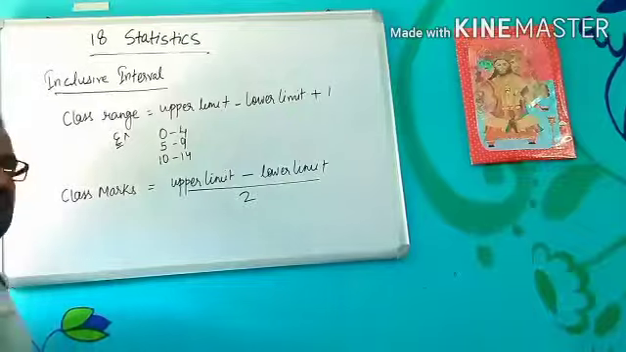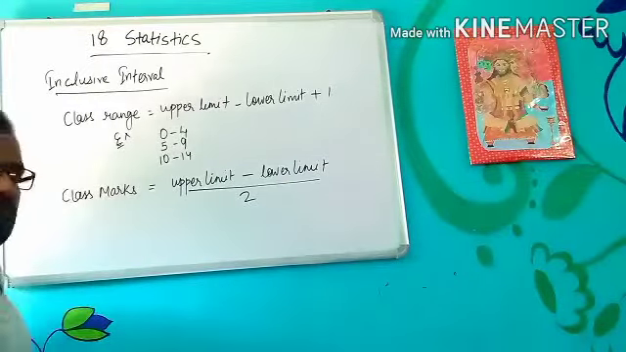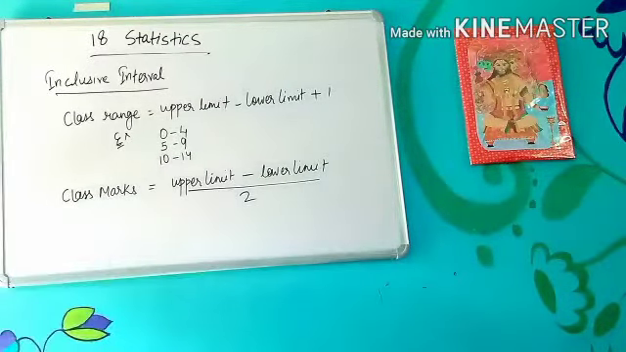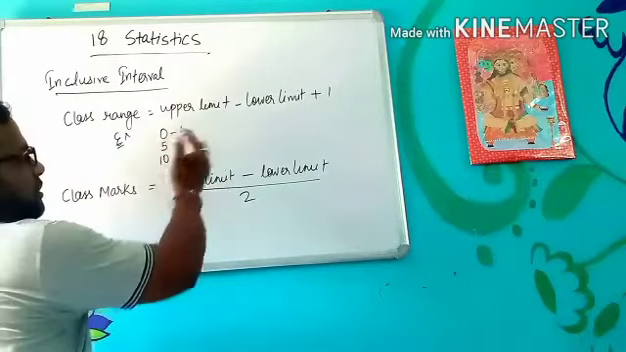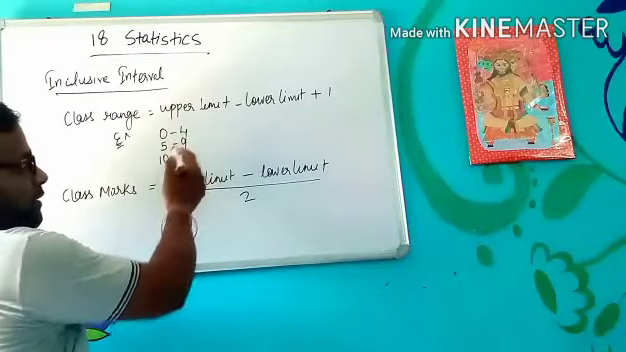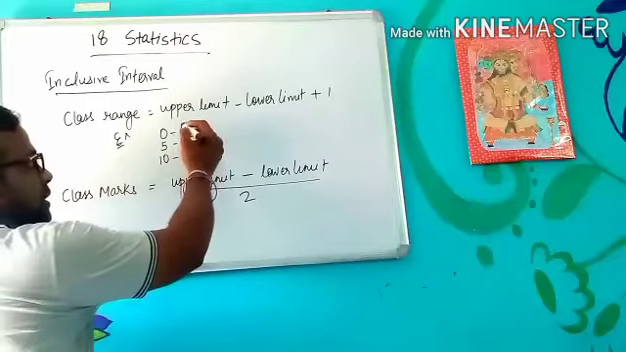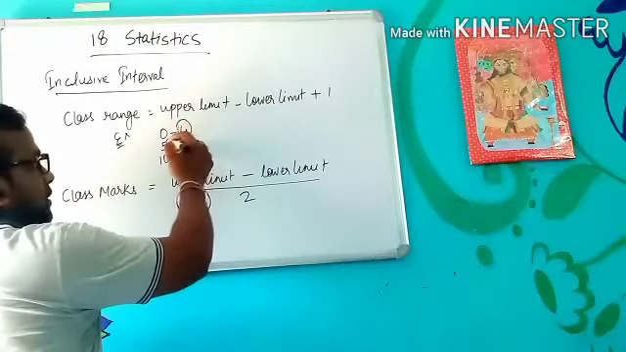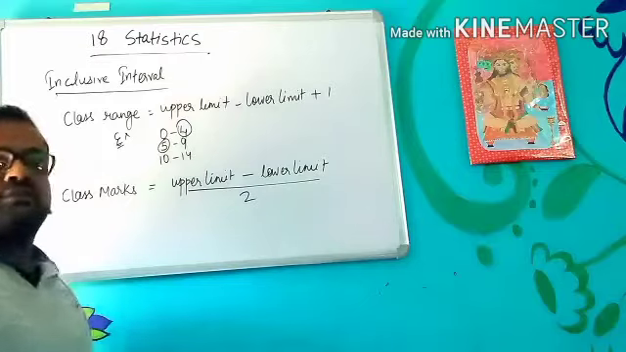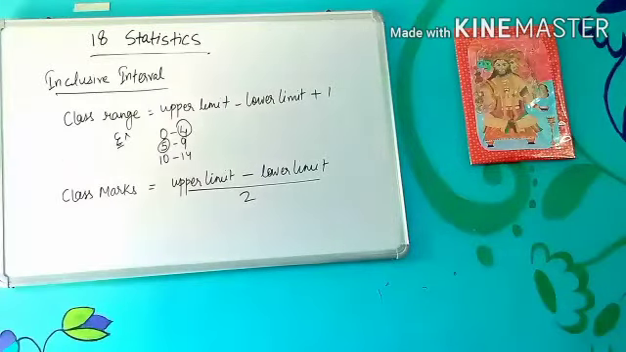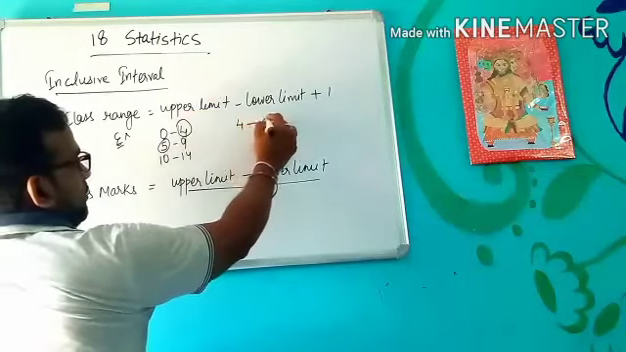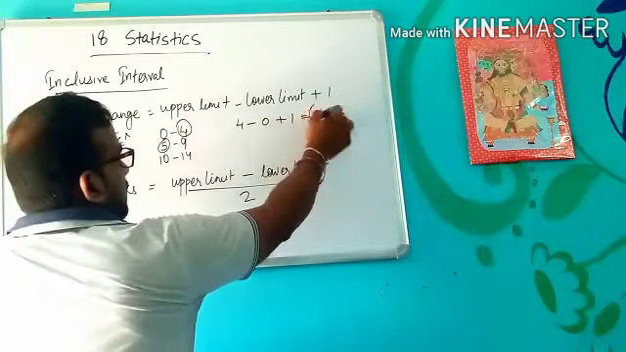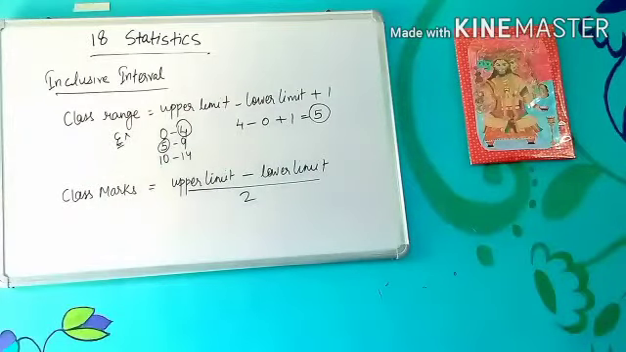Then considering the inclusive intervals, how to calculate the class range? Class range will be upper limit minus lower limit plus 1. For example, this is an inclusive interval 0 to 4, then 5 to 9. You can clearly see here that this upper limit and this lower limit of consecutive intervals are not coinciding, so it is an inclusive interval. So if you wish to calculate the class range, you can calculate 4 minus 0 plus 1, that is, it contains 5 elements.